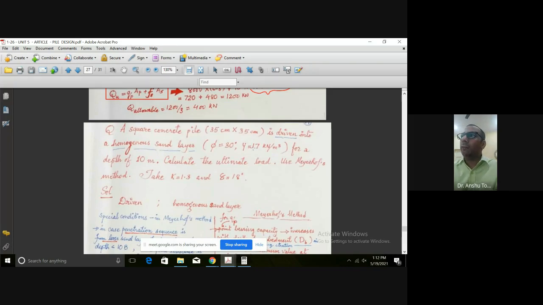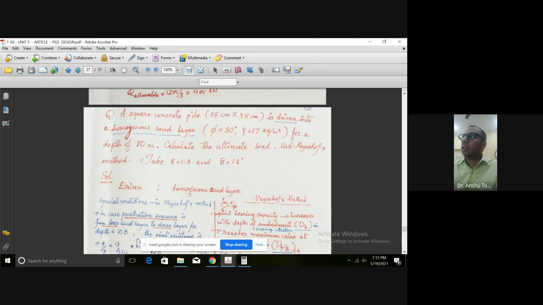So I will share with you today after the lecture a couple of 7 to 8 pages of a book. Please go through it in a very concise form. Very good things are given corresponding to Meyerhoff's methods and other methods in a concise form. Not a detailed discussion is there. For a depth of 10 meter, calculate the ultimate load.